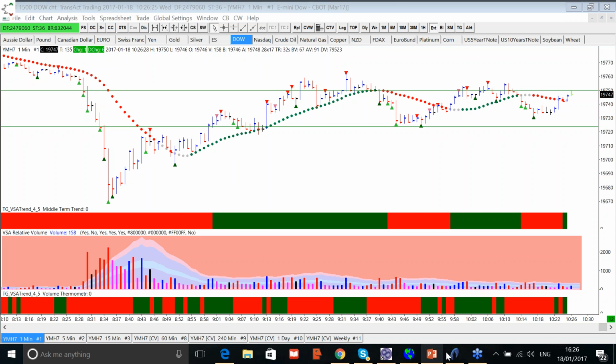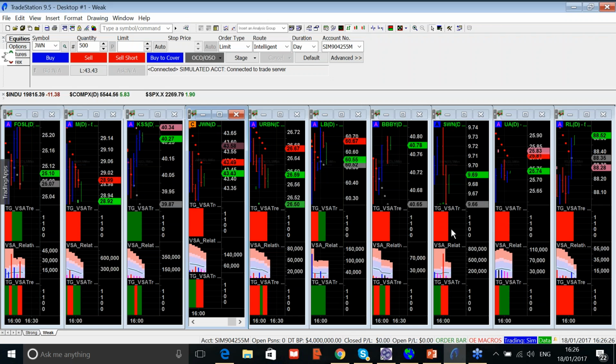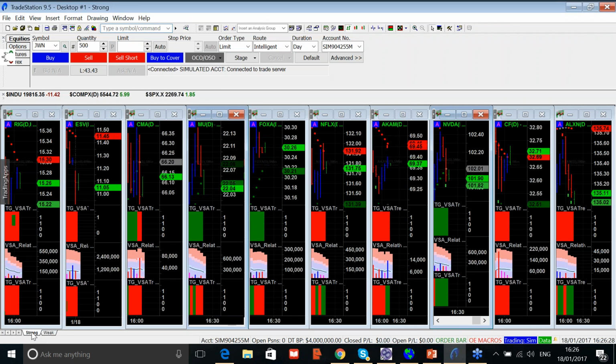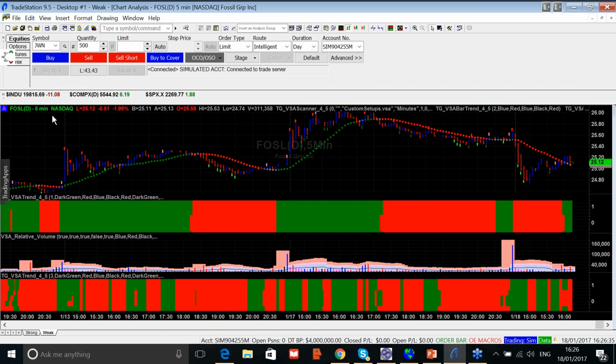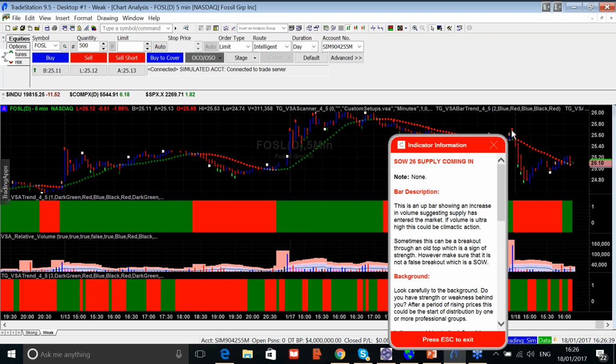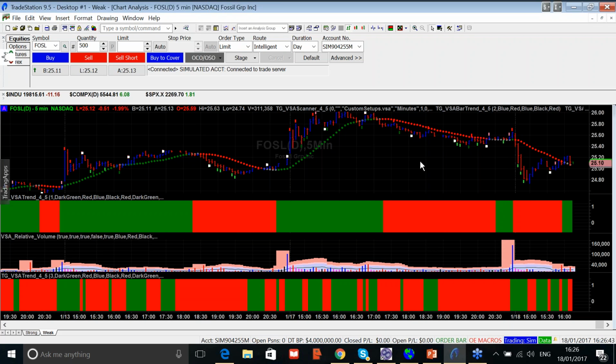Now, to finish off with, before I take any questions, I've now put all of those stocks, the strong stocks and the weak stocks, into TradeStation. So this is Fossil. You can see here we've got a sign of weakness, 5-minute chart, supply coming in, boom, down we go. This is a 5-minute chart, but I'm running the scanners on the big time frames and the small time frames.